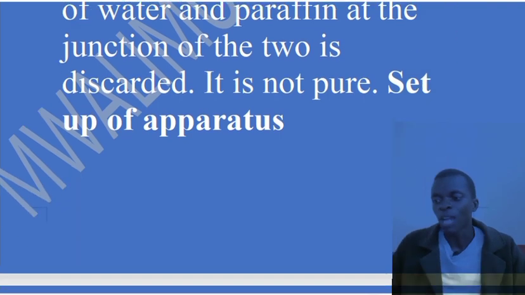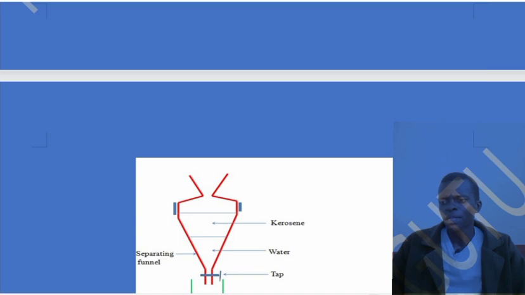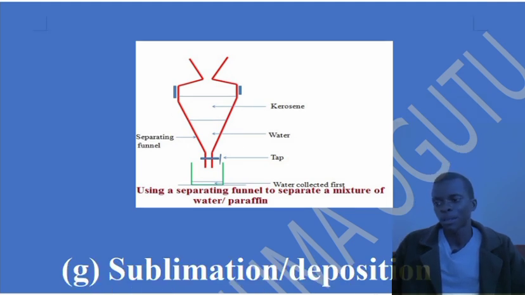Now we have how the apparatus is set up. We have the separating funnel. Remember, the separating funnel has a tap. Kerosene will be at the top because it floats on water, and we have water at the bottom.